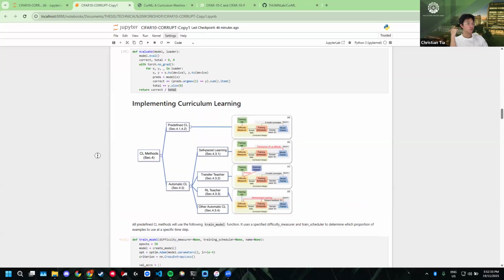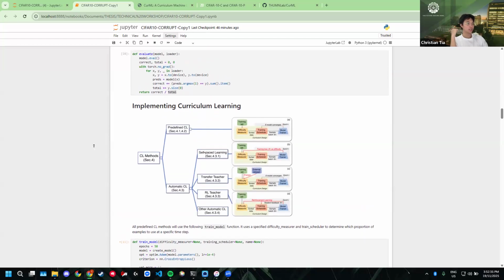On the other hand, if you are unfamiliar, or the data set is very large and highly variable, and it's hard to find a predefined difficulty measure, then I would recommend starting off with automatic CL first, so that you can pass on that responsibility to the automatic difficulty measure. It's also more flexible that way, because the difficulty measure adapts based on the performance of the student model. So yeah.